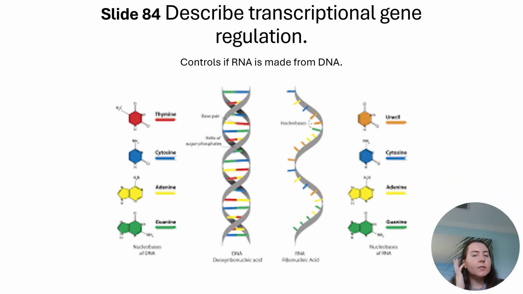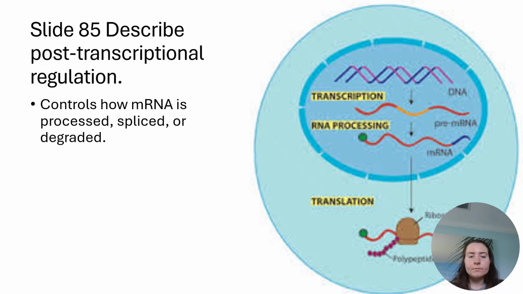84. Describe transcriptional gene regulation. Controls how RNA is made from DNA. You can see the DNA over there. 85. I got fancy again.